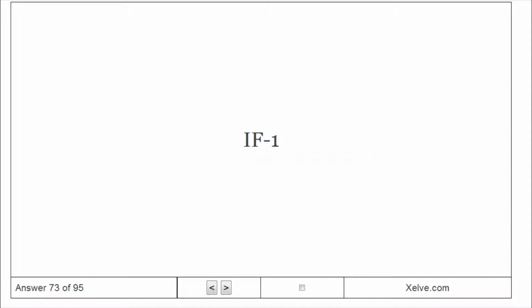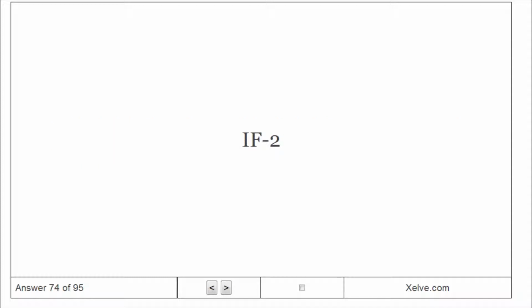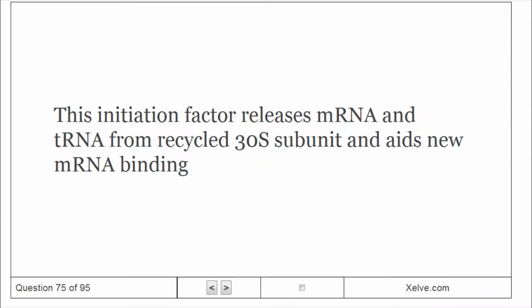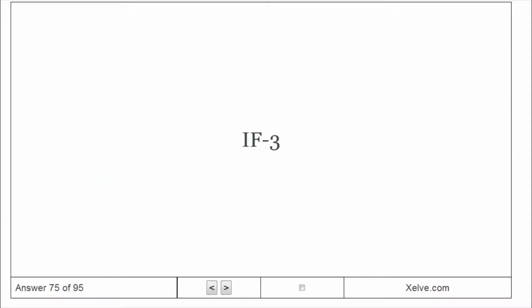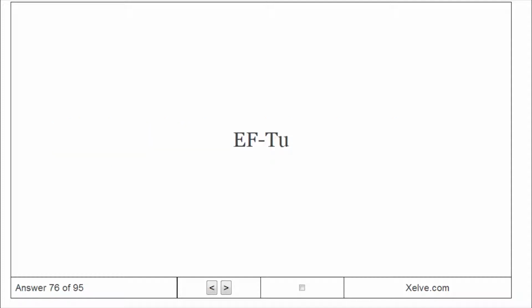This initiation factor assists with 30S binding: IF1. This initiation factor binds initiator tRNA and GTP: IF2. This initiation factor releases mRNA and tRNA from the recycled 30S subunit and aids new mRNA binding: IF3.